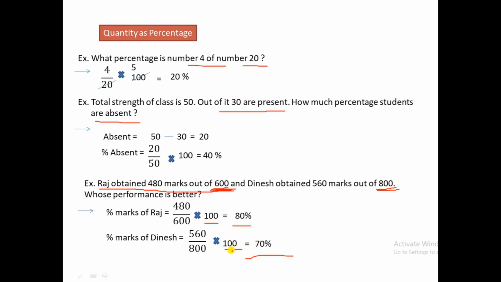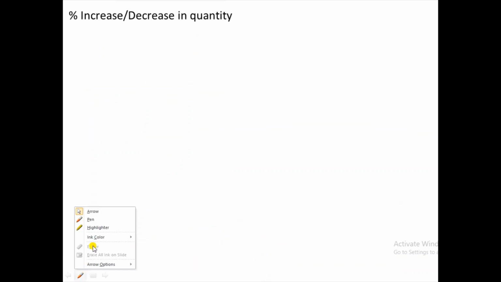Now these are on the same platform of percentage, out of 100. Raj has got 80 out of 100, Dinesh has got 70 out of 100. So it now justifies the performance of both, and the numbers say that the performance of Raj is better than Dinesh.